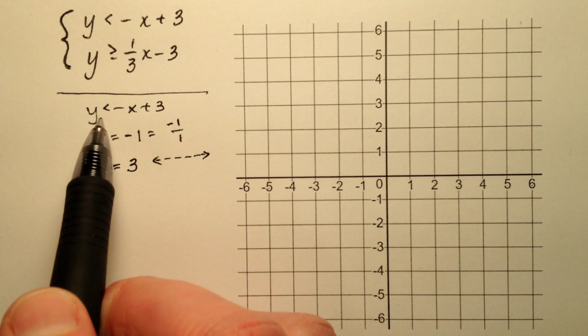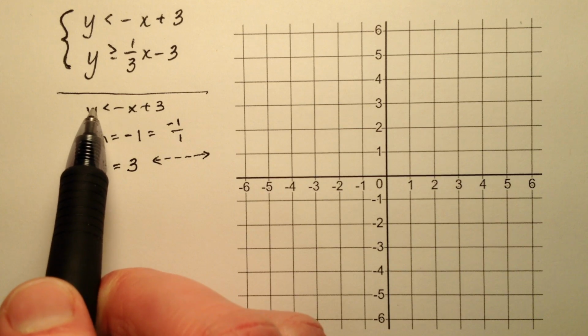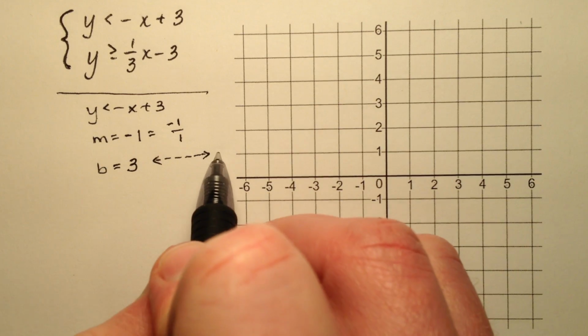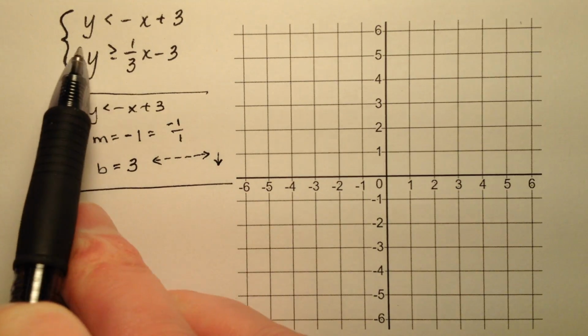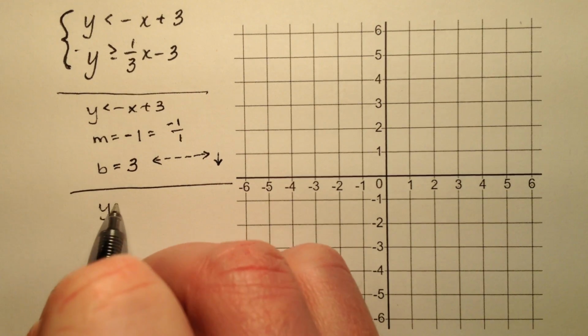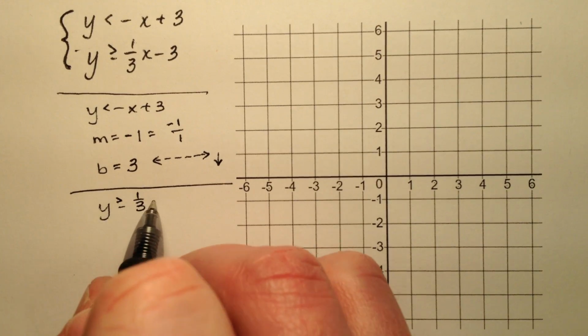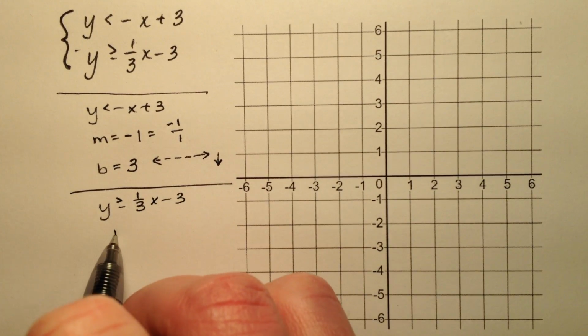And the fourth thing, are we going to shade above or below the line? And this is y is less than, so we know we're going to shade below the line. Okay, let's go ahead and tackle the second one real quick. We have y is greater than or equal to 1/3 x minus 3.